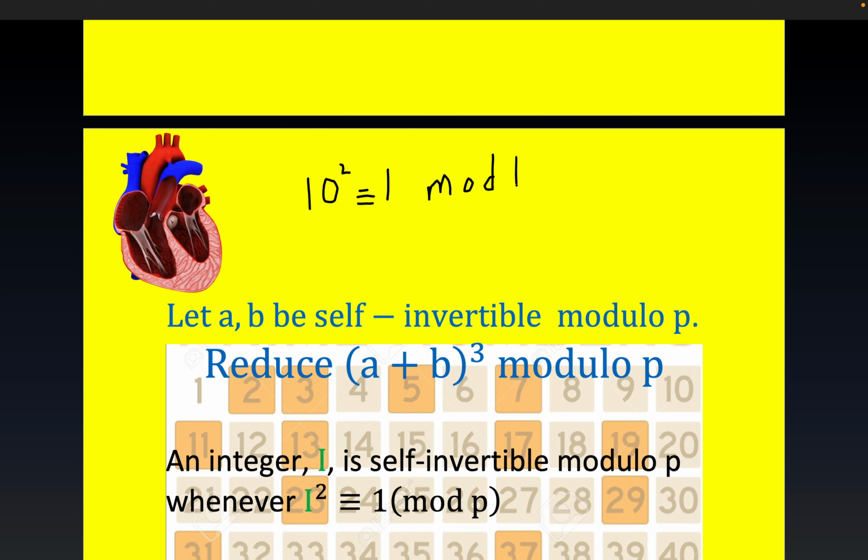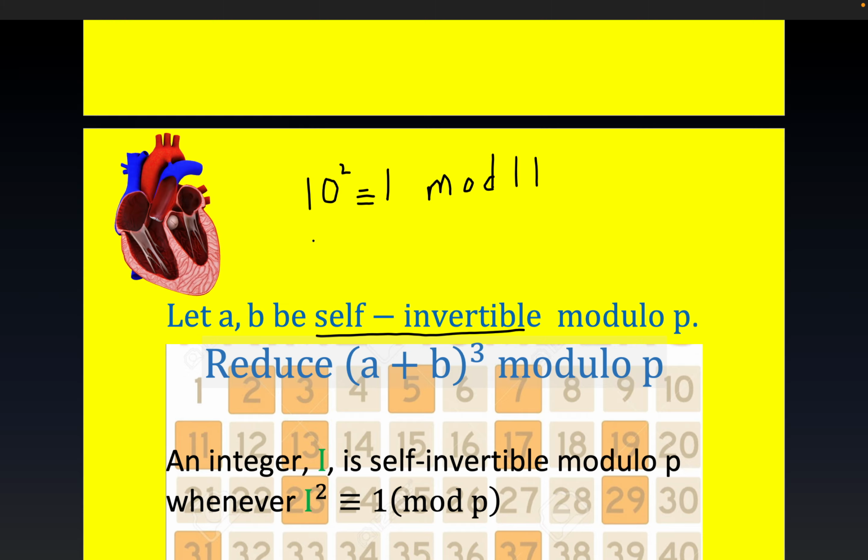What that means is when you subtract 1 from 10 squared, you get 99, which of course is a multiple of 11. So 10 would be an example of a self-invertible integer. Notice it's equal to p minus 1.